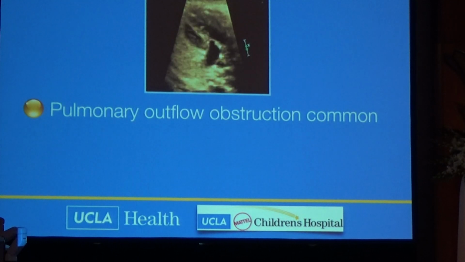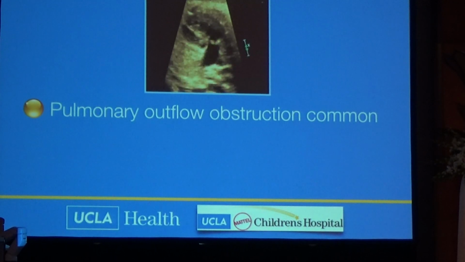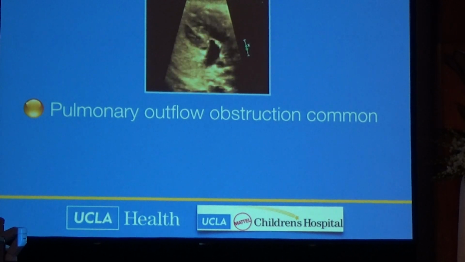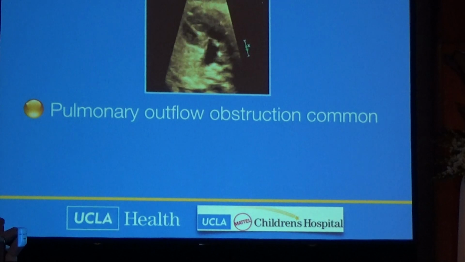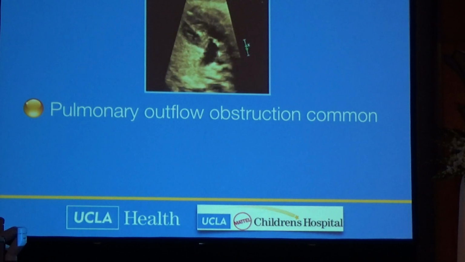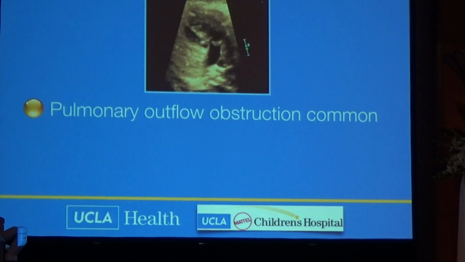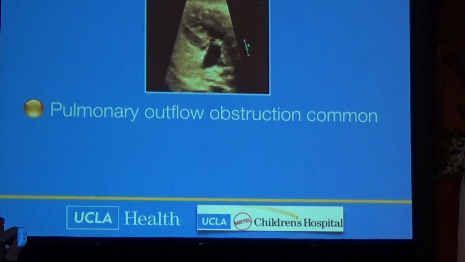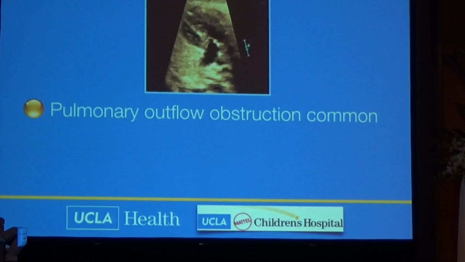And then outflow tract obstruction with pulmonary stenosis or aortic stenosis can be quite common, particularly pulmonary stenosis can be very common with heterotaxy. Pulmonary stenosis is common in general. Pulmonary valve abnormalities, maybe 10% of congenital heart disease has pulmonary stenosis or even more. And even in heterotaxy, it's pretty common to have pulmonary valve abnormalities.